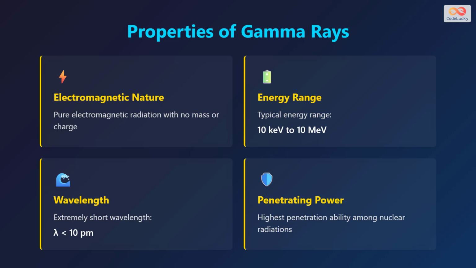Gamma rays have several distinctive properties. They are pure electromagnetic radiation with no mass and no electric charge. Their energy typically ranges from 10 kiloelectronvolts to 10 megaelectronvolts. They have extremely short wavelengths, less than 10 picometers. Among all nuclear radiations, gamma rays possess the highest penetrating power, able to pass through many materials that would stop alpha or beta particles.